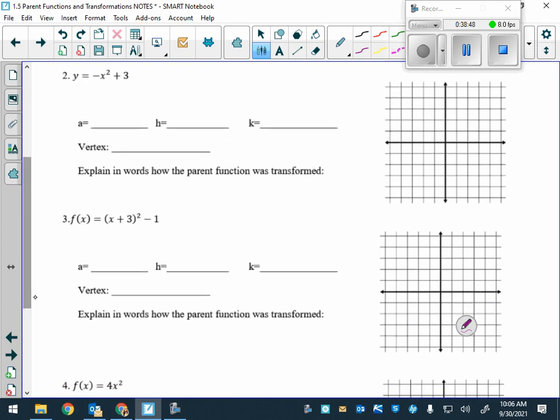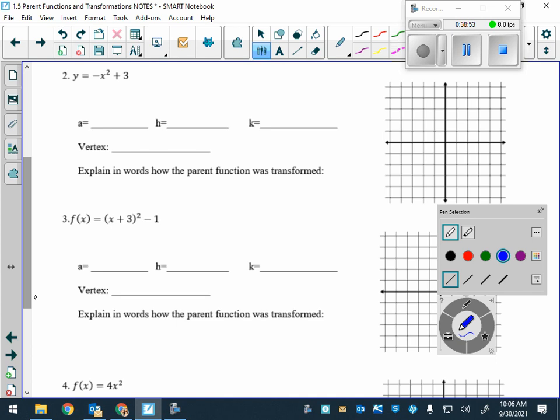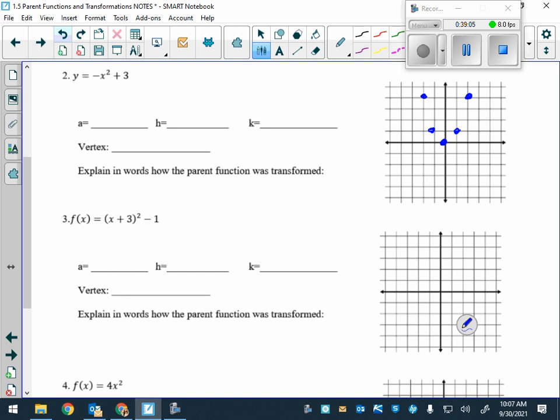All right. Now number 2. Again, we're going to graph our parent function. And again, you will not always have to graph your parent function, just until we get familiar with how the points are. So here's our parent function. What is my a value? Jeff? Okay. Would it be positive or negative?